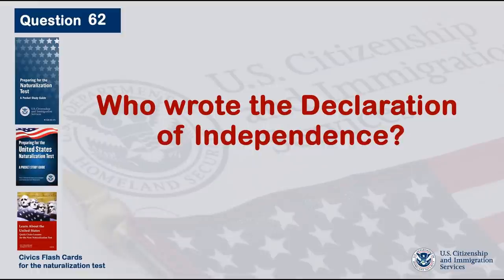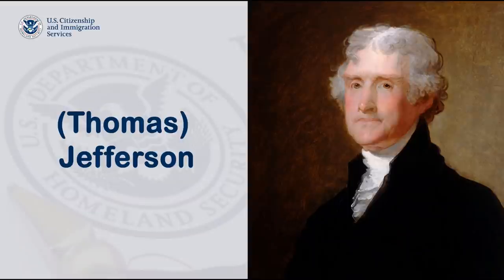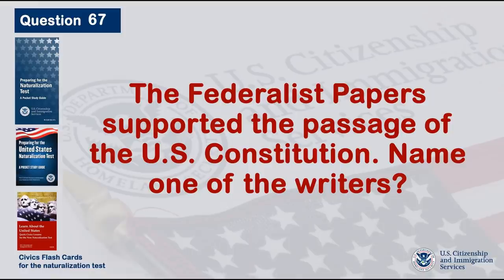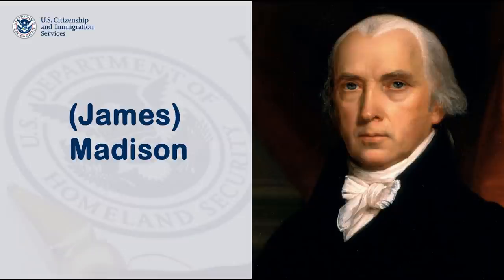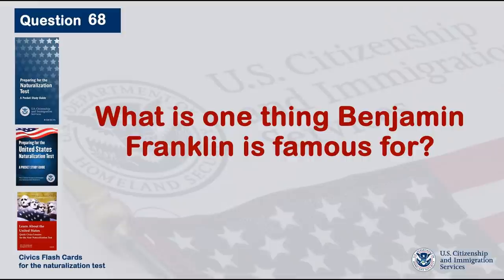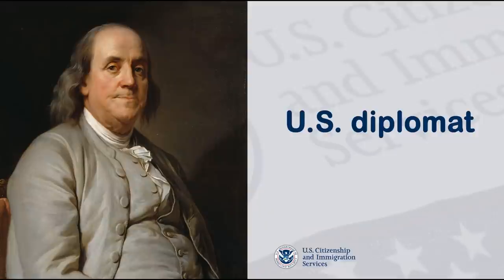Who wrote the Declaration of Independence? Thomas Jefferson. The Federalist Papers supported the passage of the U.S. Constitution. Name one of the writers. James Madison. What is one thing Benjamin Franklin is famous for? U.S. diplomat.